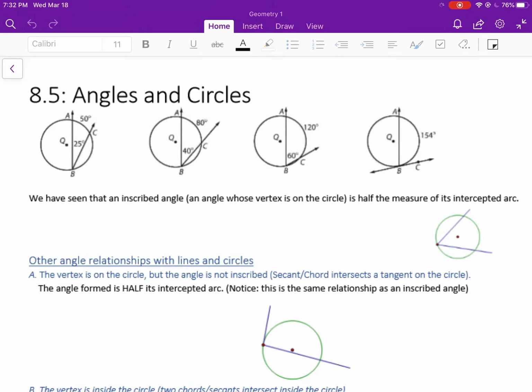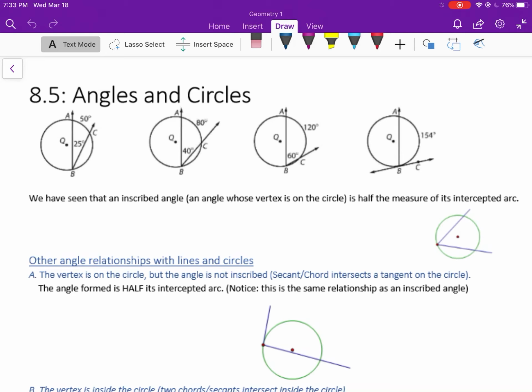Hello, in lesson 8.5 here we're going to look at angles and how they relate to the circles that they're dealing with. So we have already talked about inscribed angles, and we know that an inscribed angle is an angle that has a vertex on the circle and is formed by two chords. And we learned that the inscribed angle is always half of its intercepted arc.